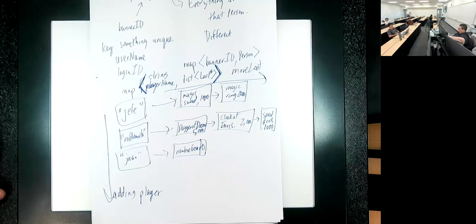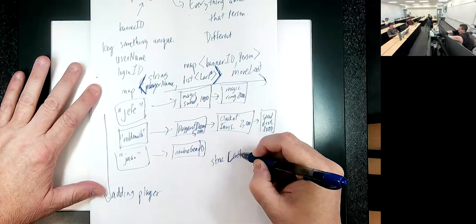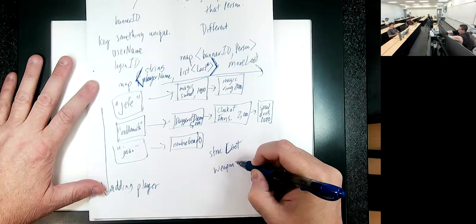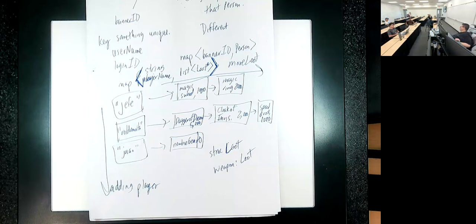So loot will be a structure. If we have time, we'll do some inheritance, make like a weapon that inherits off of loot. And it has more details specific to it, not just name and price, but maybe how much damage it does. Some D&D nerd stuff. That's Monday.